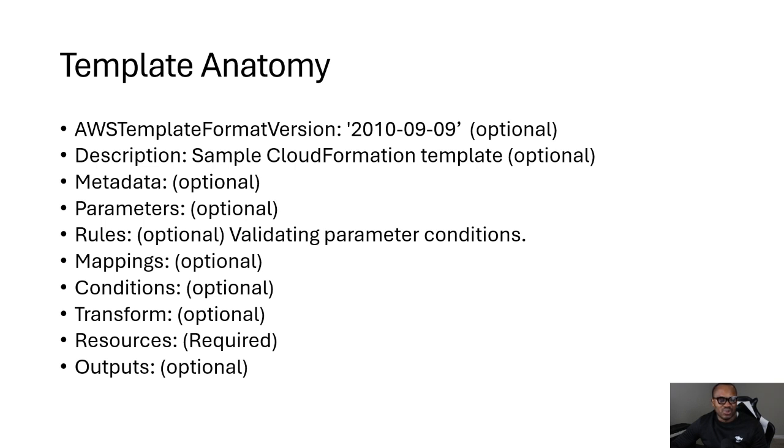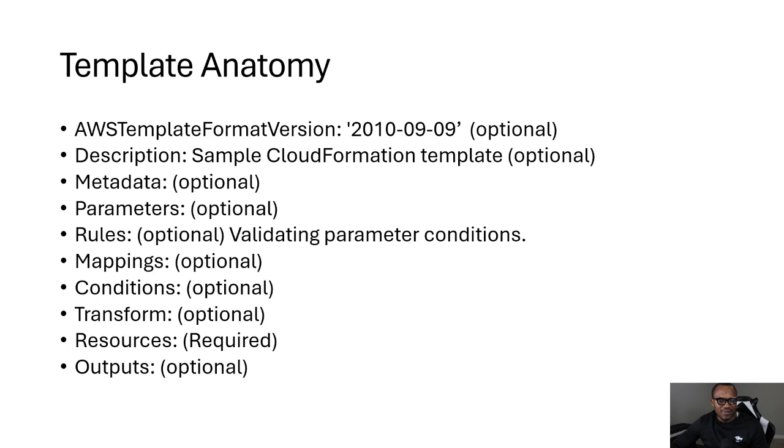We have the rules, which is also optional, which can help you to enforce constraints on parameter combinations. We have the transform, which is also optional, which allows the use of macros, or AWS SAM syntax, or to include internal snippets. We also have resources, which is the mandatory part of the template, and is used to define AWS services that you want to deploy. And every template must define at least one resource.